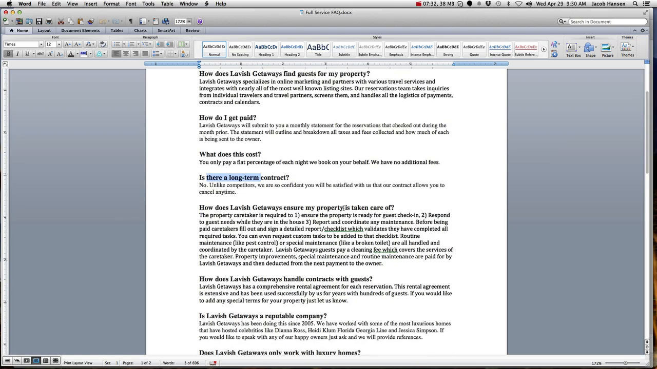How do we ensure their property is taken care of? This is actually a really good one. So what happens is there's a caretaker assigned to the property, and that caretaker has to ensure the property is ready for guest check-in, respond to any guest needs while they're in the house, and report and coordinate any maintenance. Before we pay our caretakers, they have to fill out a detailed report and checklist that says that they've done everything that they were supposed to do for that checkout. So every time a guest checks out, they go inspect the property, clean everything, get everything ready to go, and then they have to submit basically a form validating that to us. Okay.